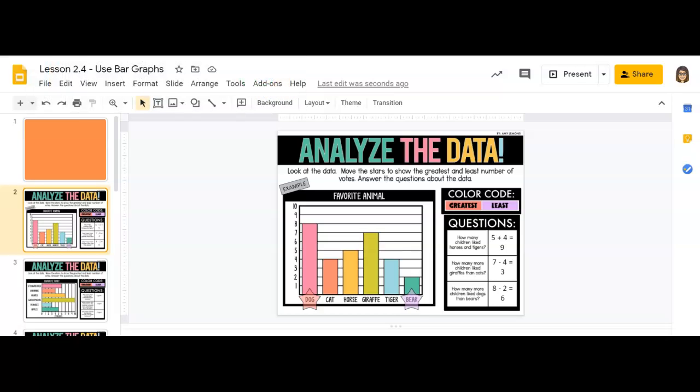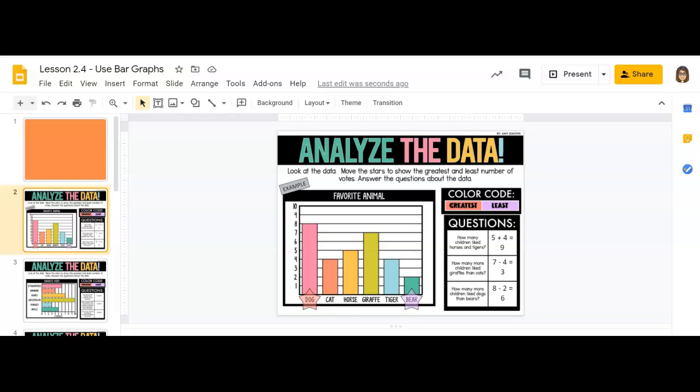Today we are going to learn about another kind of graph. The graph that we are going to learn about today is called a bar graph. Today we're just going to focus on using bar graphs to answer questions, and then tomorrow we'll talk about building bar graphs. Let's start by looking at a couple of examples.